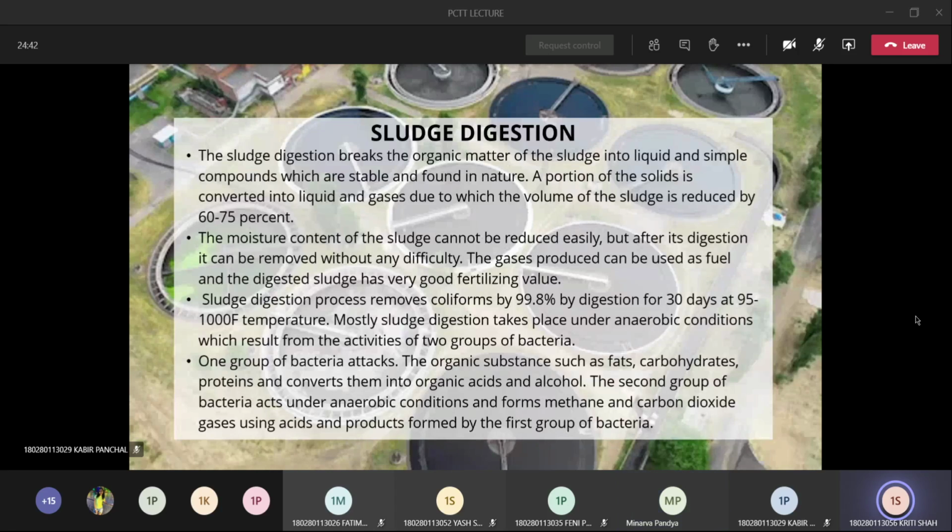If we look at the anaerobic conditions, it happens in the presence of two kinds of bacteria. The first group of bacteria is going to attack the organic substances present like fats, carbohydrates, proteins, and it will convert them into organic acids and alcohol. The second group of bacteria is going to convert this acid and alcohol that is formed into further carbon dioxide and methane, along with other gases. These gases released can further be used as fuels. Next slide.